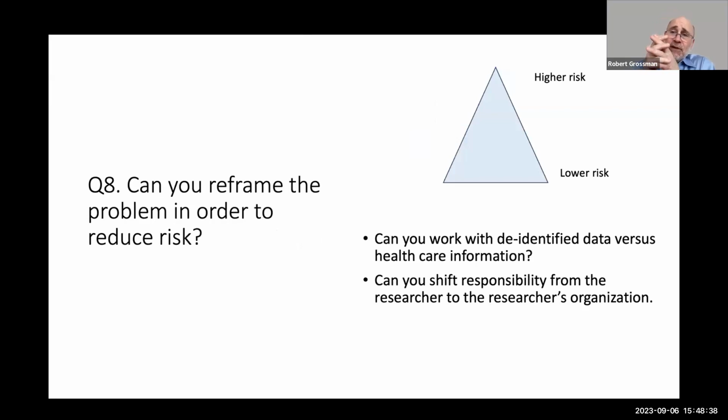This is one of the things you do before you even build the system: can you reframe the problem in order to reduce risk? Can you de-identify the data so it's less risky? Can you shift responsibility from your organization to other people's organizations? How do you structure the system? How do you structure the research enabled by the system? And how do you structure operations, so by the very nature, risk is reduced.